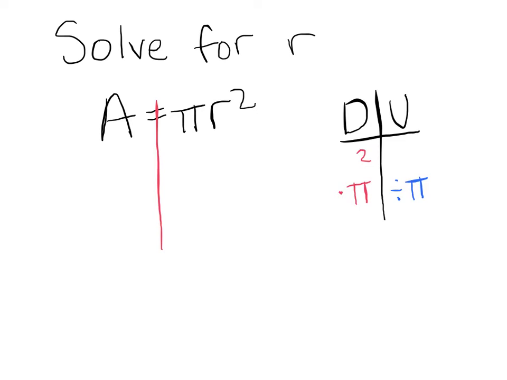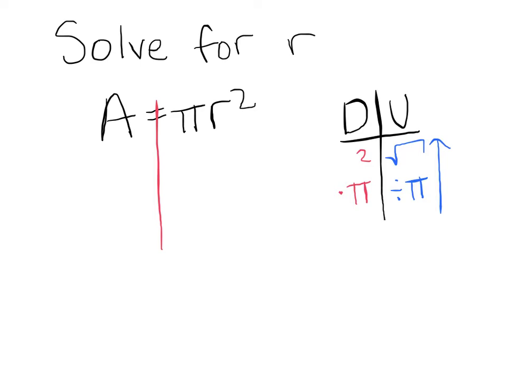Now we have to undo a square. Think about what the opposite of squaring something would be. It'd be taking the square root. So in our undo column, I'm going to take the square root. This is the order we're going to use to isolate r, or to solve for r.